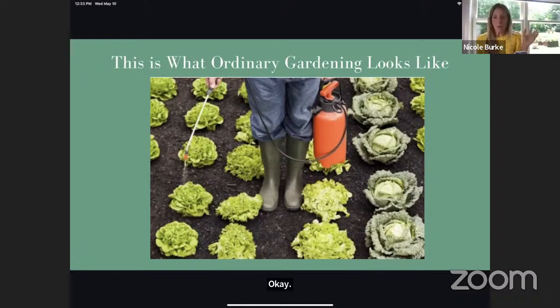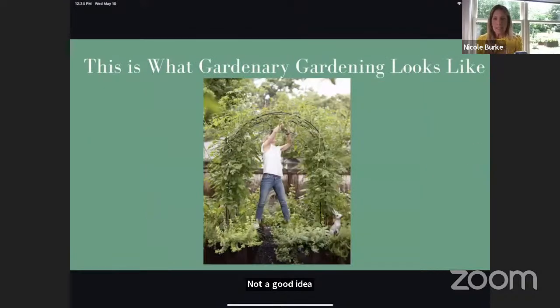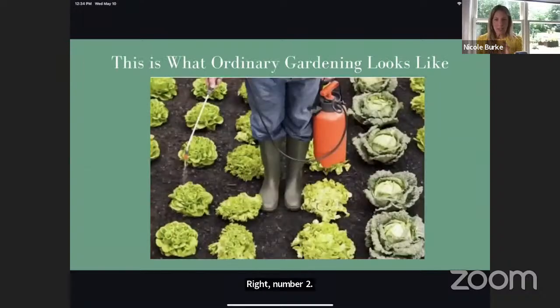So are you ready for what gardening looks like? What do y'all think? Tell me you're ready. You want to see it? It's a little bit more fun. This is gardening. What do y'all think? Does that look like a better time? I don't know about y'all, but I would just rather be doing this than doing this. Y'all agree or no? Yeah, I think so.